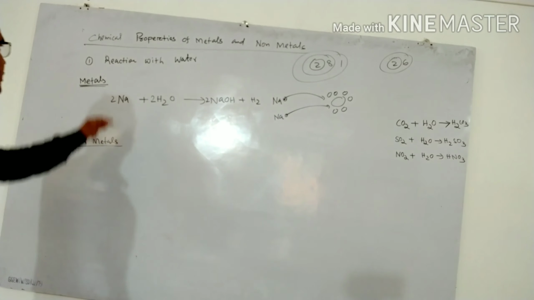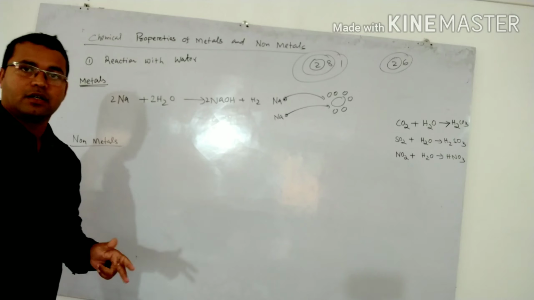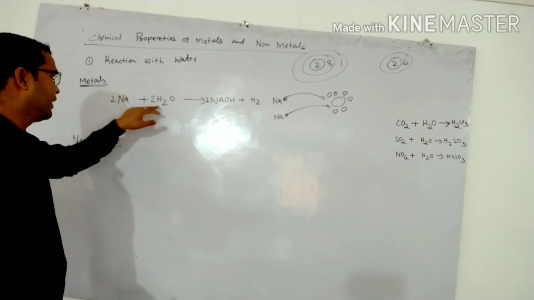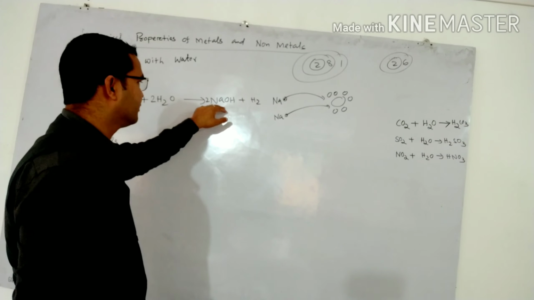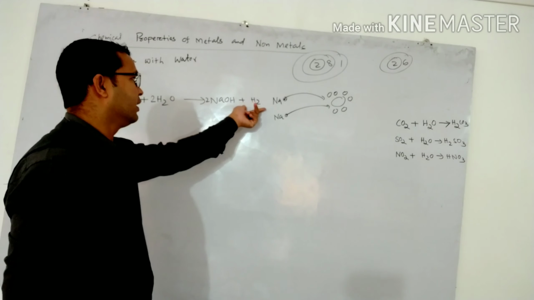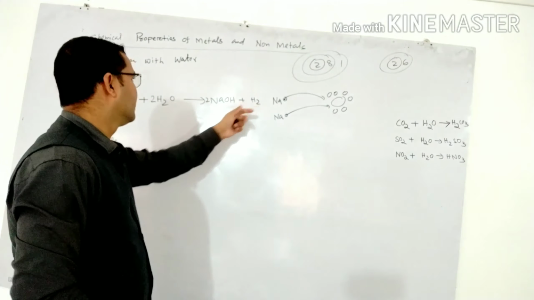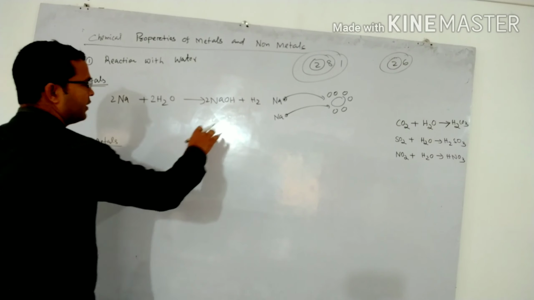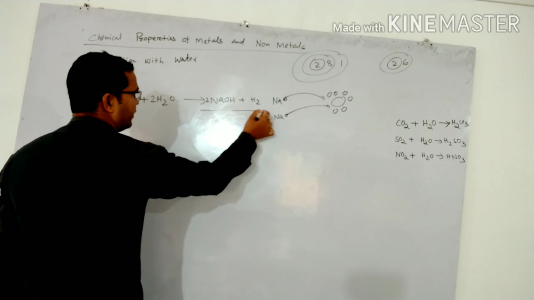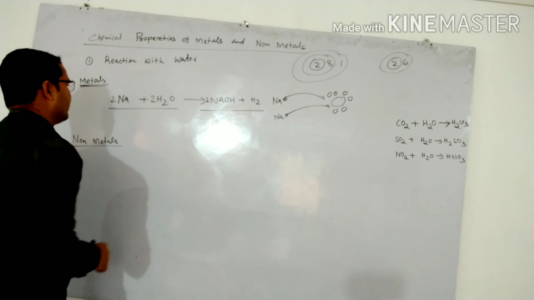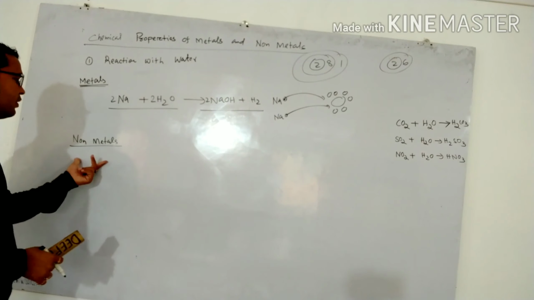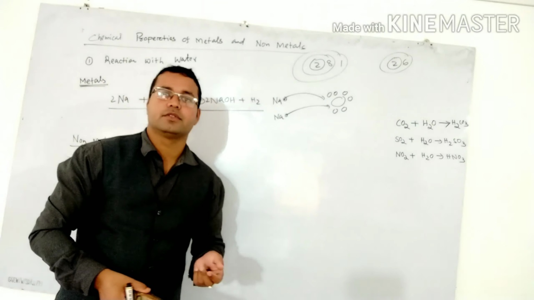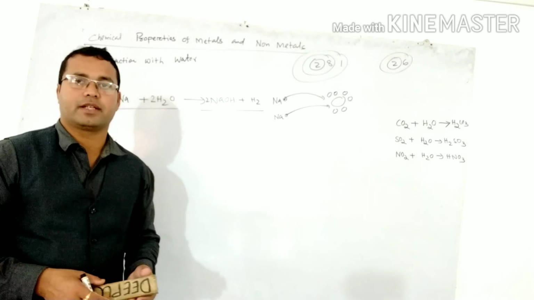Next, reaction with water. Metals react with water. Let us give an example. Sodium reacts with water and gives sodium hydroxide, an example of a base, and the byproduct is hydrogen. So try to do the balancing. Balance means the number of atoms of each element on this side should equal the number on this side. And next, non-metals do not react with what? Water. This is important. Non-metals do not react with water.